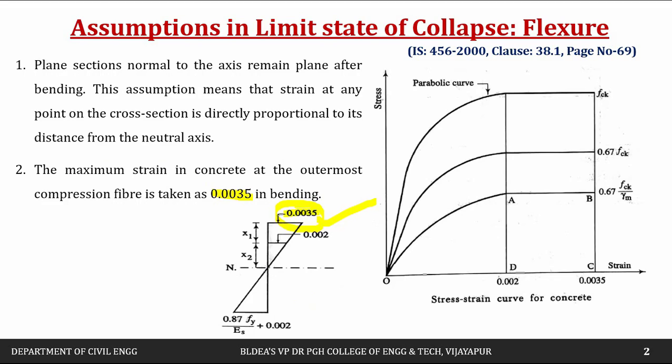If you see this stress strain curve also, this is stress and this is strain. Along the strain axis, the maximum strain which is being taken is 0.0035. Therefore the maximum strain taken in the concrete will be 0.0035.